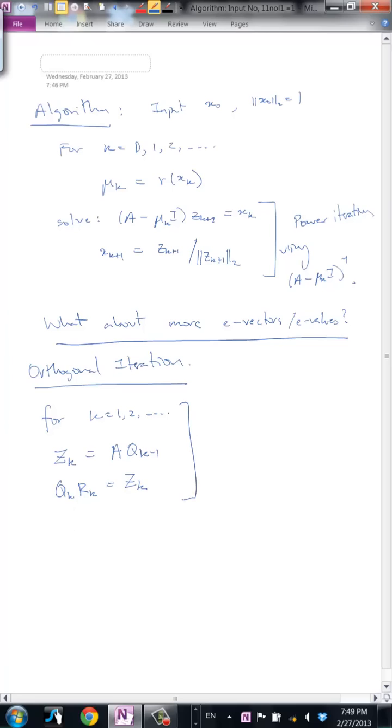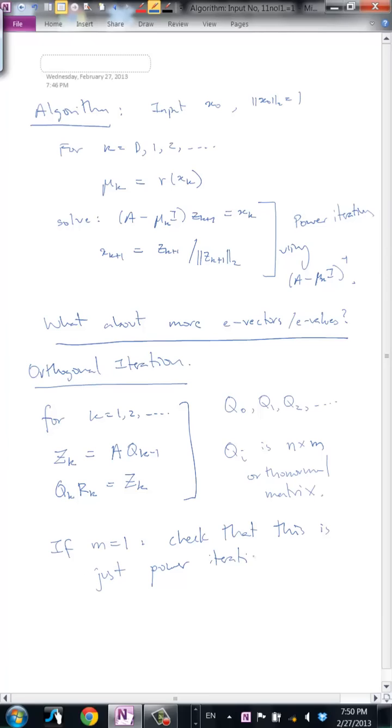So what this does is it produces estimates Q0, Q1, Q2, etc., where each Q i is an n by m orthogonal matrix. This will return m of the top singular vectors. So if m equals 1, check that this is just the power iteration.